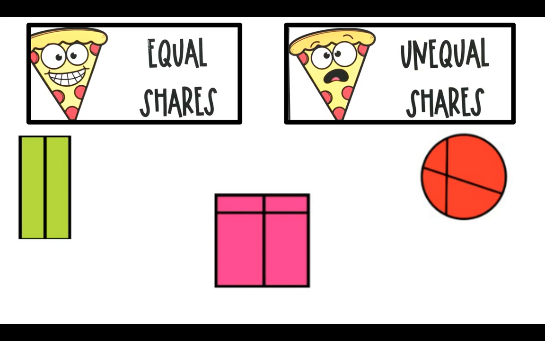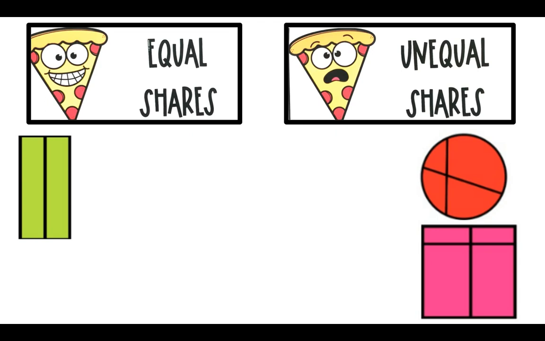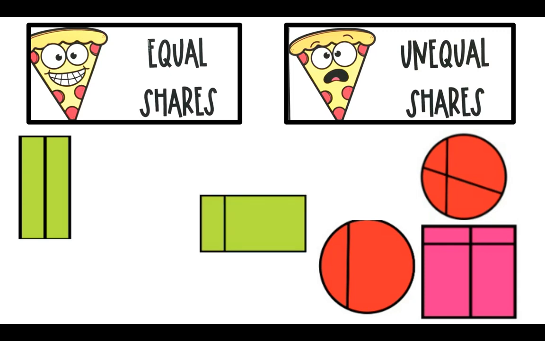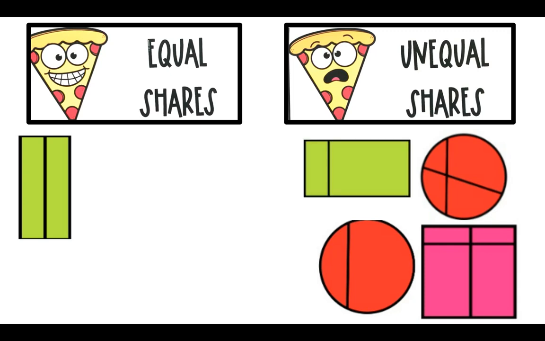What about now? I see there are 4 pieces. Are they all equal or are they unequal? They are unequal shares. I see that 2 are the same size and the other 2 are the same size, but all together they are not all of the same size. What about now? These are unequal shares, one smaller piece and one bigger piece. And now? This is also an unequal share.